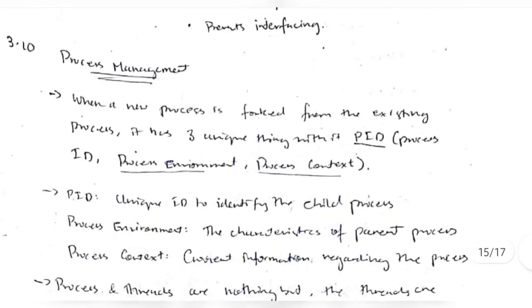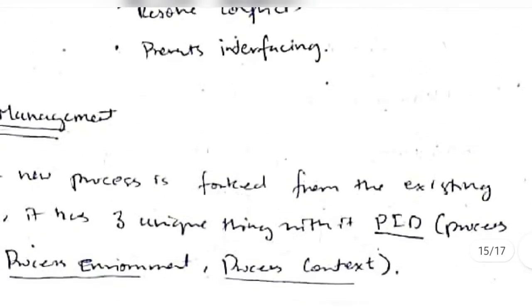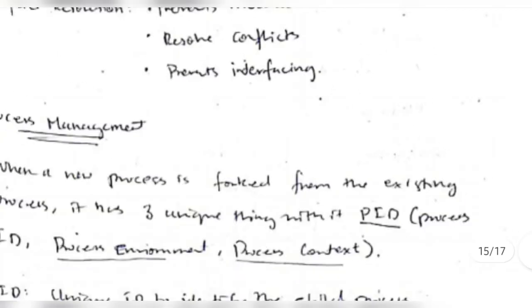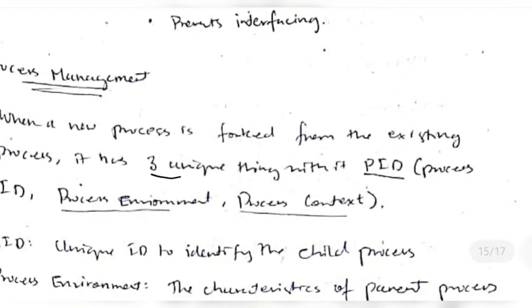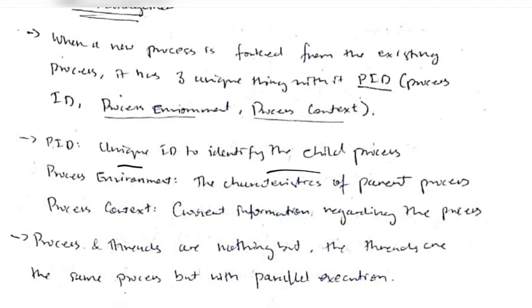The next one is process management. Here, what is a process actually? Process management means this is the process P1, and from this a new process is created, which is the child process P2. When that is created, three unique things come along with the child process: PID, process environment, and process context. So what are these? PID is the unique ID to identify the child process.